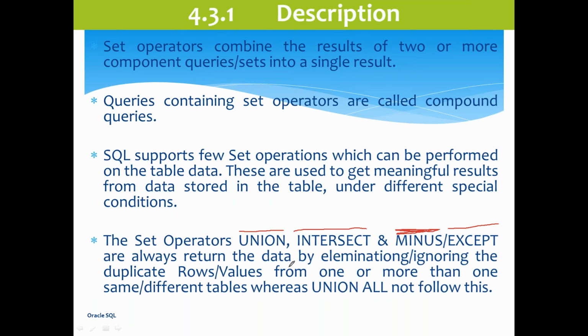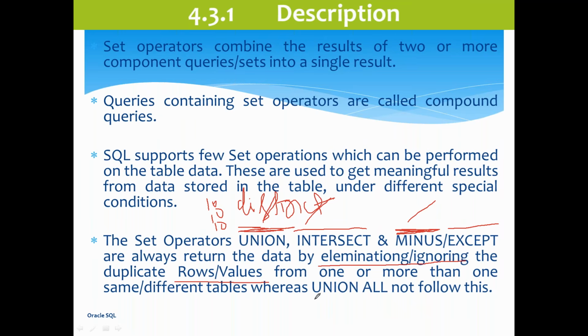These three always return the data by eliminating or ignoring the duplicate rows or values. So the union, intersect, and minus set operators ignore the duplicate values. Suppose 10 is there, 10, 10, 10, like that. Automatically it will ignore them. There is no need to use distinct. Earlier, you had to use distinct or unique to ignore duplicates. Now, without using distinct, these three set operators also ignore them.